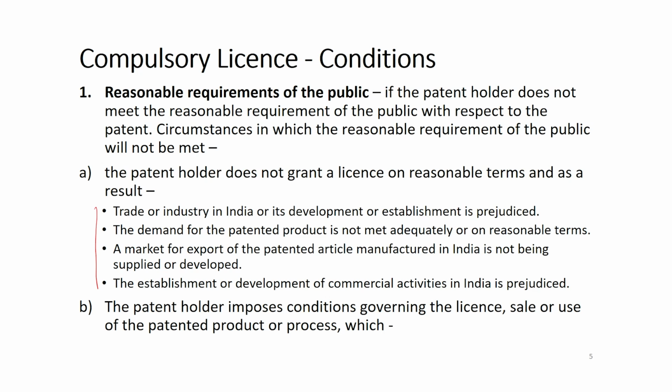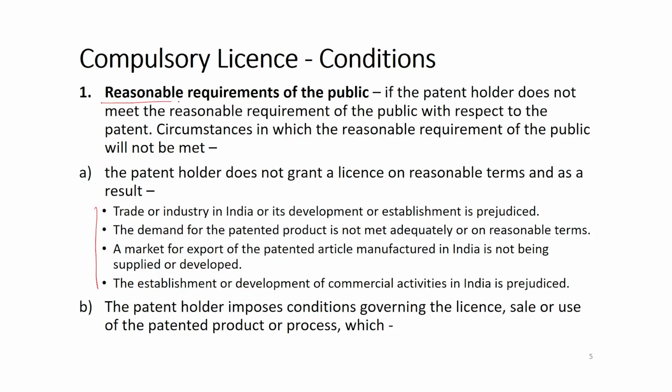The patent holder does not grant a license on reasonable terms, as a result of which the establishment or development of commercial activities in India is prejudiced. So, because the patent holder is not granting license on reasonable terms, if these consequences follow, we can say that the first ground exists. I am telling you the circumstances when you can say that reasonable requirements are not being met. I am not granting you license on reasonable terms.